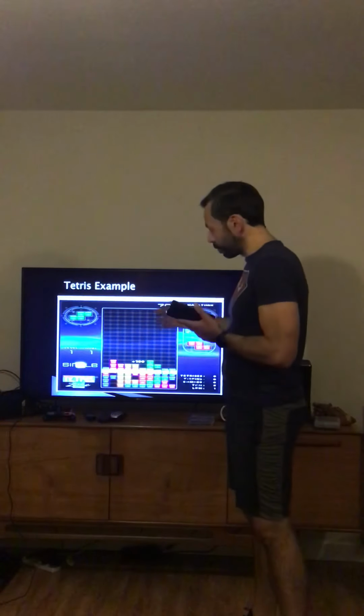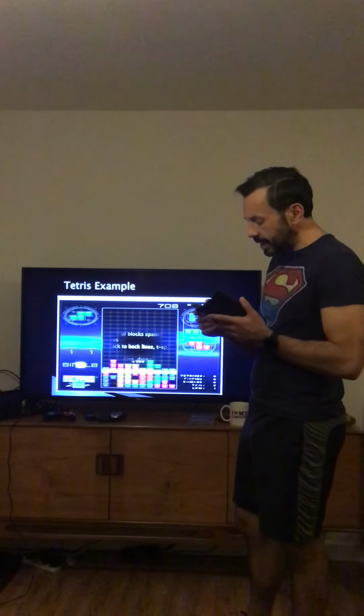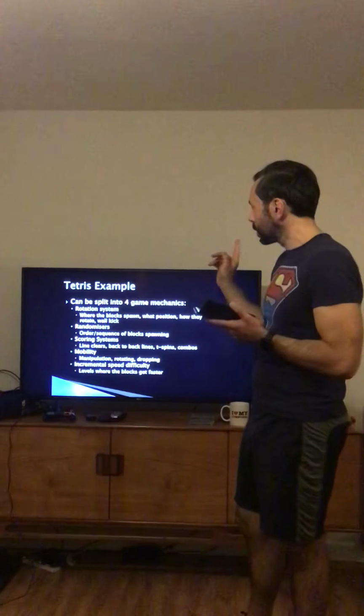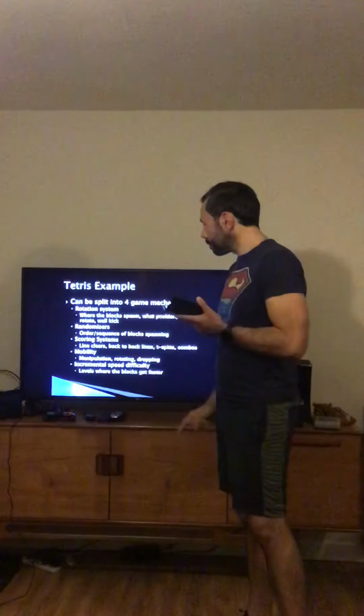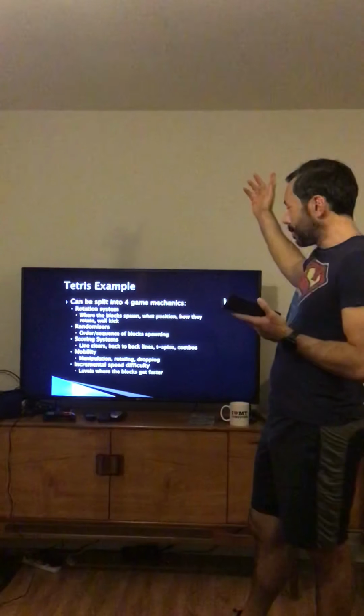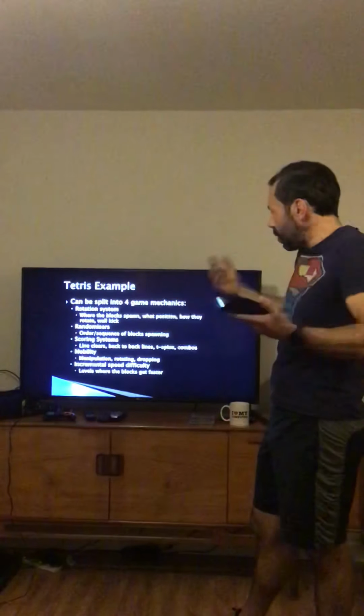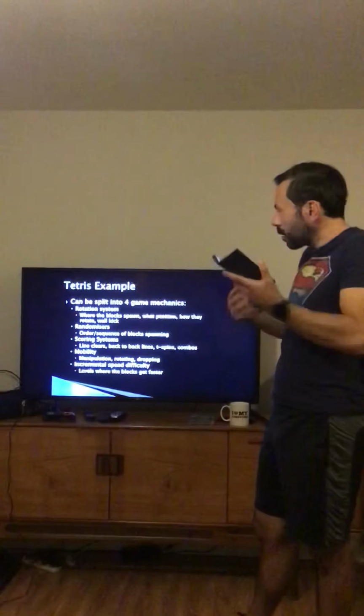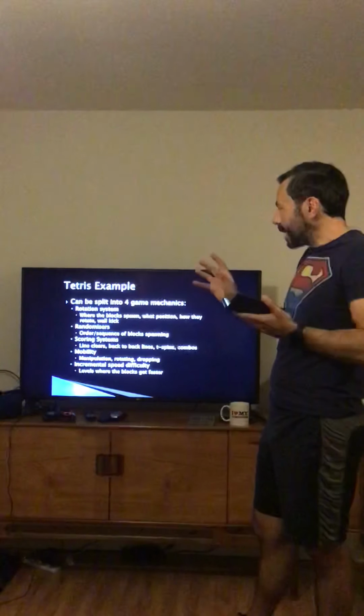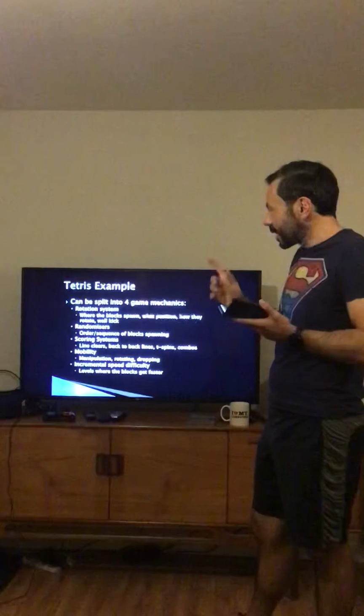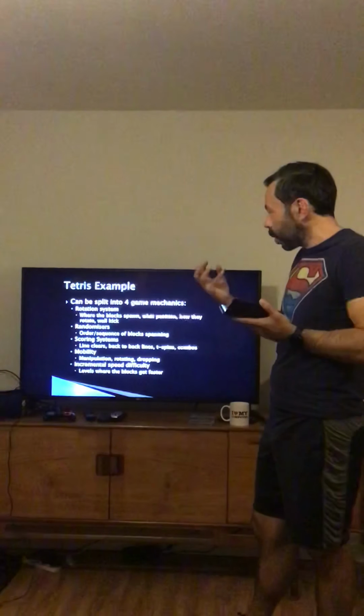All these different sort of blocks as well. So you can split Tetris into these particular mechanics. We can split it into 4. So you've got a rotation system where the blocks spawn. What position do they spawn? How they rotate? The sort of wall kick, whatever. Okay. Randomizing mechanics as well. What particular order of sequence of blocks are spawning?